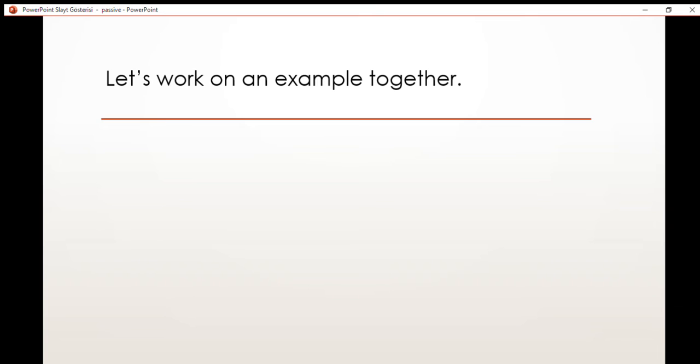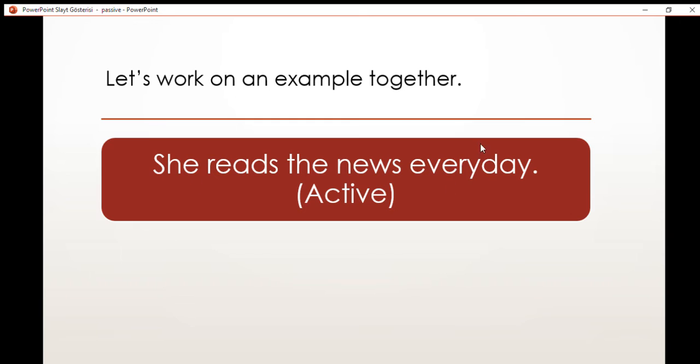So let's work on an example together. Let's remember the steps. Step 1, find the object. "She reads the news every day." Object is the thing or the person affected by the action. So, the news. And we said that object comes after the action. The action is read. The news is our object, because it comes after read and because it is affected by read.